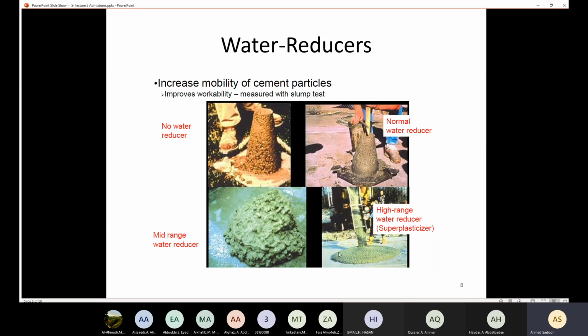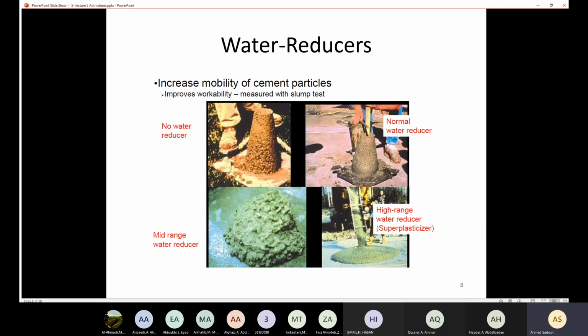And in the final case here, like you can see, the concrete is just like liquid, because here we use the high range water reducers, the Superplasticizer. So the water reducer is going to improve the workability, but at the same time, we are going to maintain the quality by maintaining a lower water cement ratio.